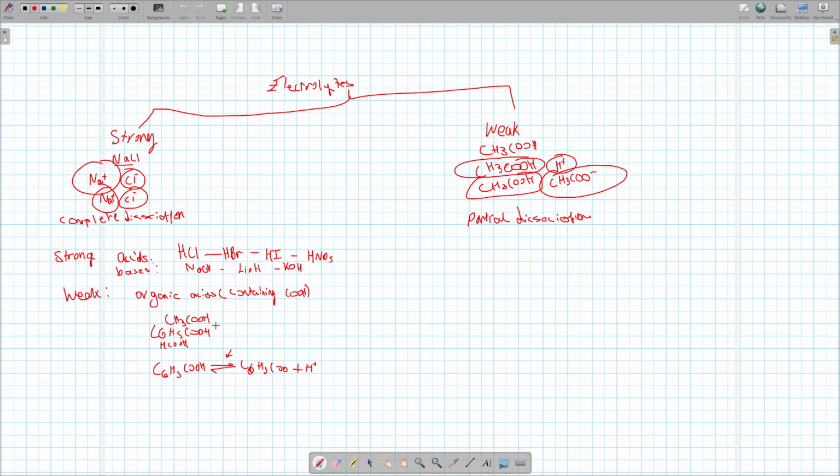These are only acids, I think, here. I talked about strong acids and bases. These are the strong acids, these are the strong bases. The most famous are NaOH and KOH.